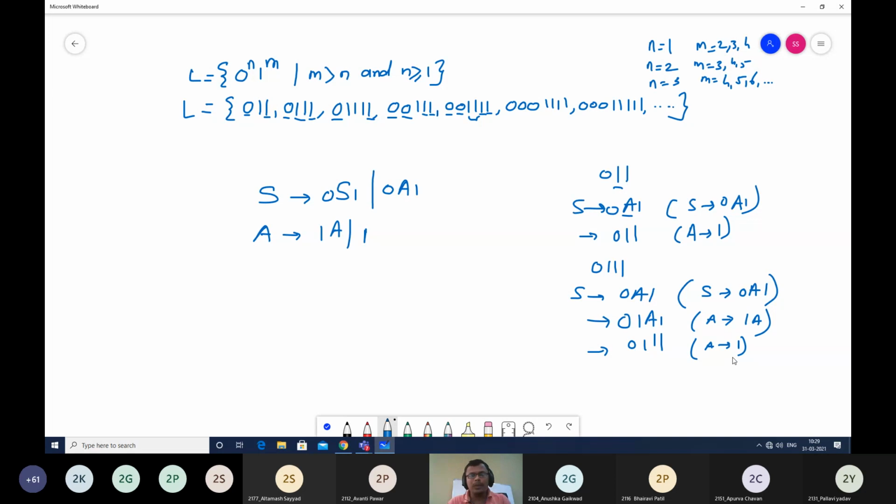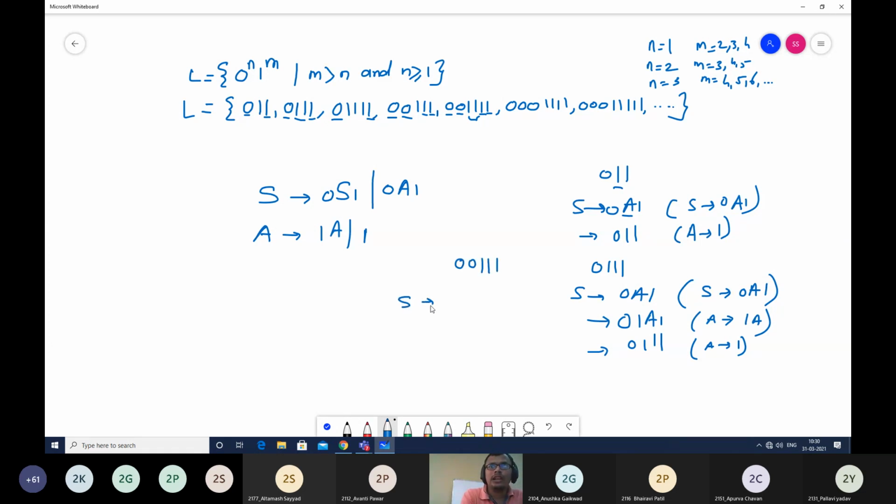So whatever extra number of ones I'm having in my string in between, that can be accepted by writing A gives 1A. I can keep on adding those many A's. If I have only one single 0 in my string, I'll directly come to S gives 0A1. But now suppose I have a string with 2 zeros. Suppose I take the example of 00111.